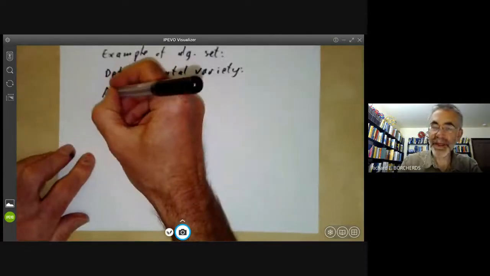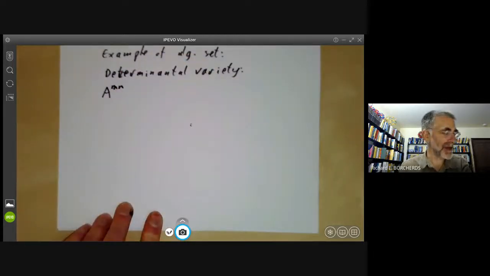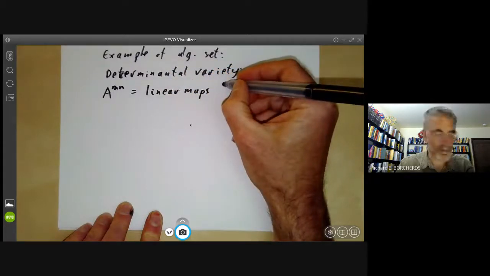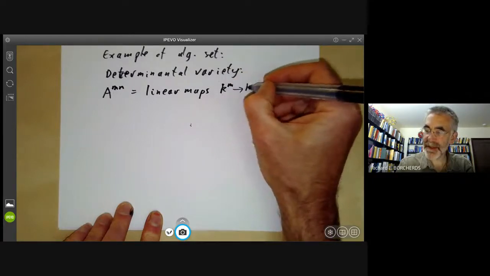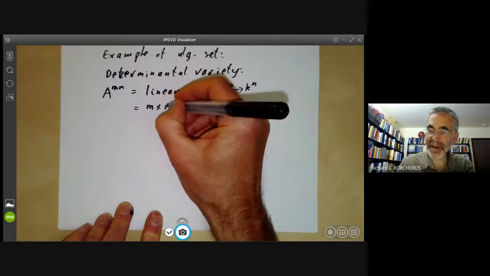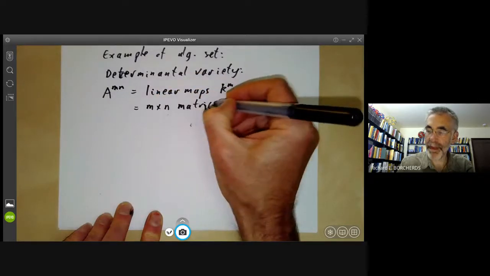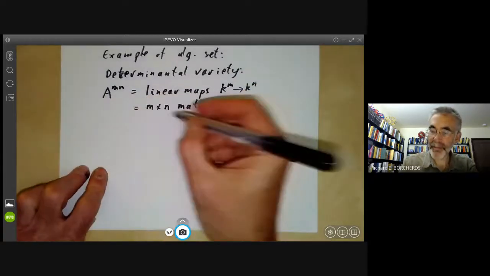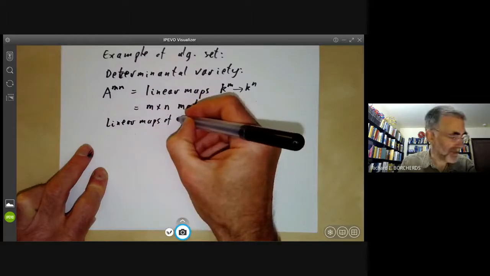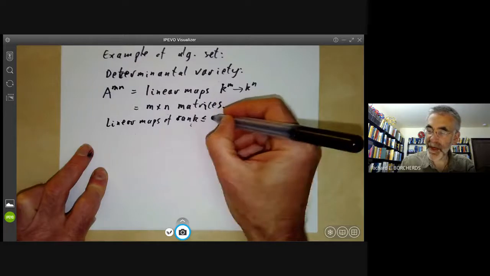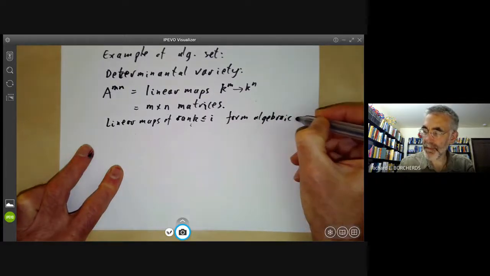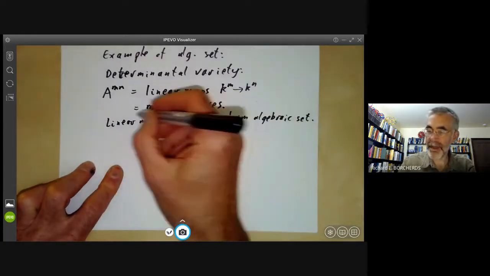And what we do is we take affine space of dimension m times n for m and n integers. And we think of this as being linear maps from k^m to k^n. And these obviously form a vector space of dimension mn, because you can think of them as being m by n matrices. And now an algebraic set is going to be all linear maps of rank less than or equal to i for some constant i. So this is going to be the determinantal variety.